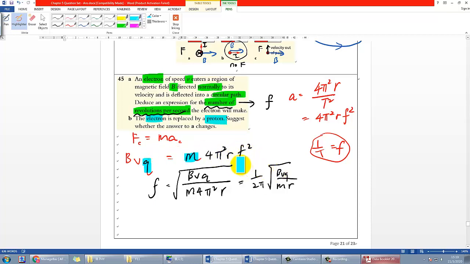So I think, how about this? I actually don't know what exactly they're asking. Are they asking whether the frequency will change, or are they asking whether the expression will change? In terms of expression, I'm sure the expression will still be the same. But if you say, hey, if there is a frequency for electron and now we change to proton, would it be different? Then let me try to deduce. B is the same, V is the same, Q is actually the same, mass is different. Mass would be higher for proton.